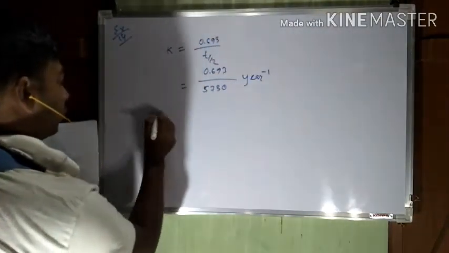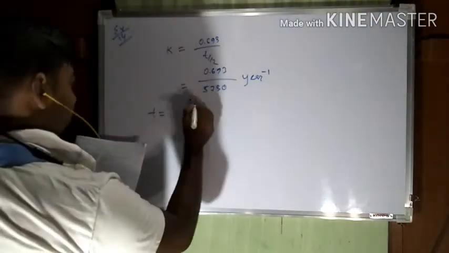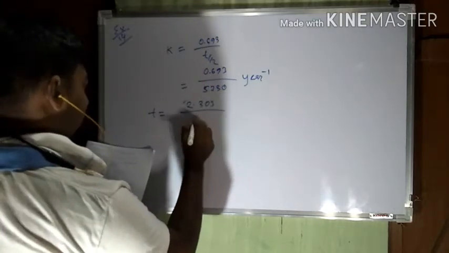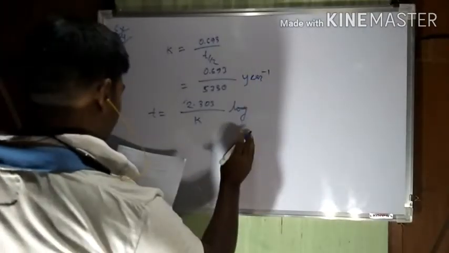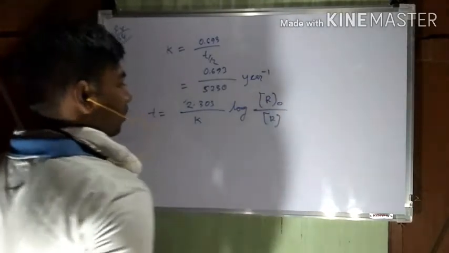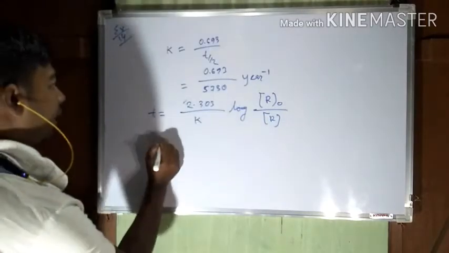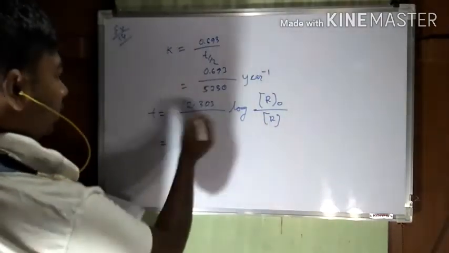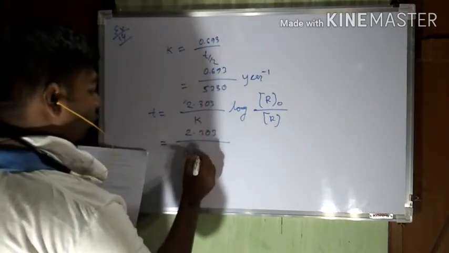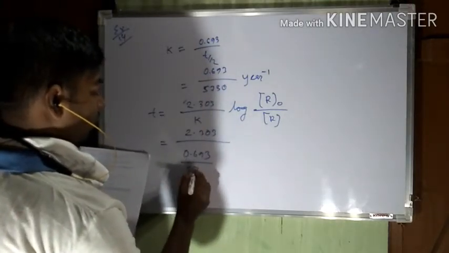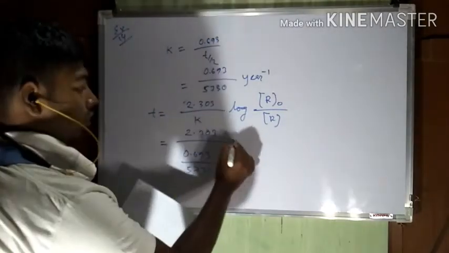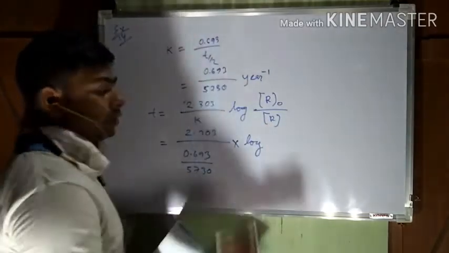Now, as we know, t for a first order reaction is 2.303 divided by K times log of R naught divided by R. So t equals 2.303 times 5730 divided by 0.693 into log of, and this is the main thing.